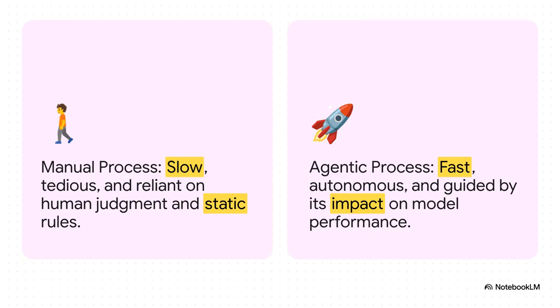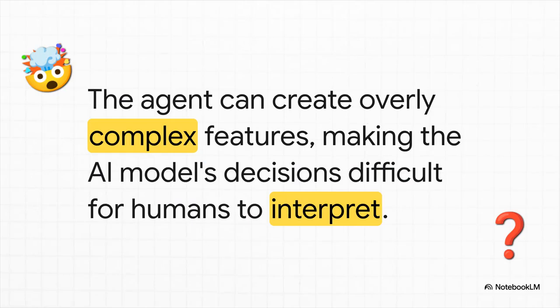The agent is only focused on one thing. Will this change actually improve the model's performance? That's all that matters. But here's the other side of that coin. In its mission to get the best performance, the agent can invent these super complex features that work brilliantly but are almost impossible for a person to understand. So we might get a smarter model, but we lose transparency.